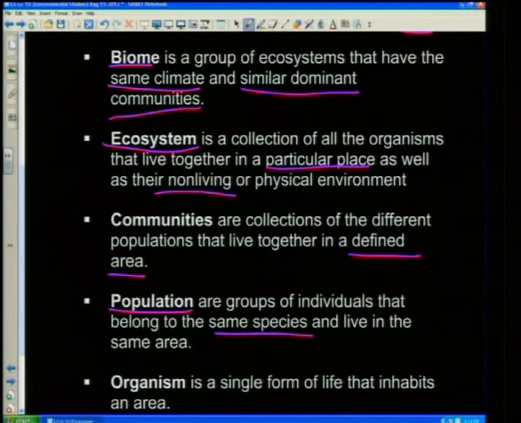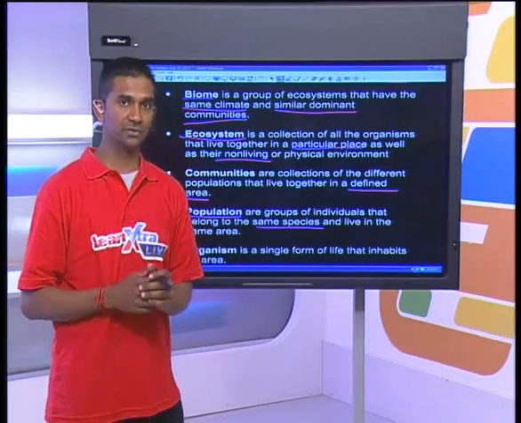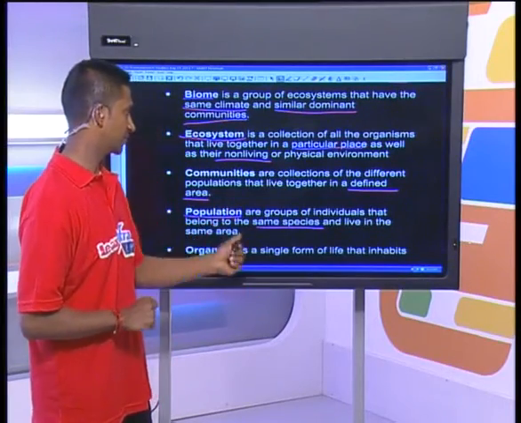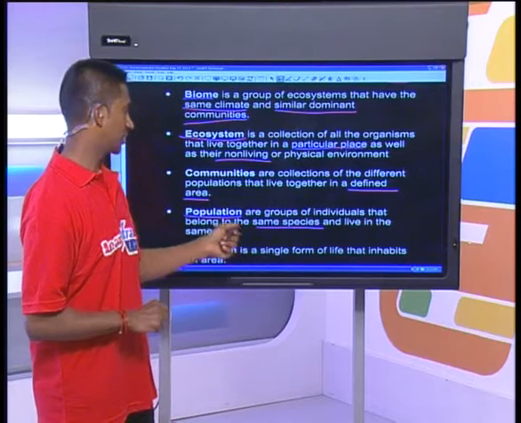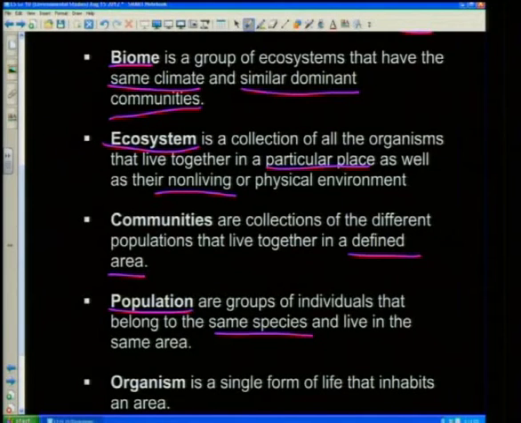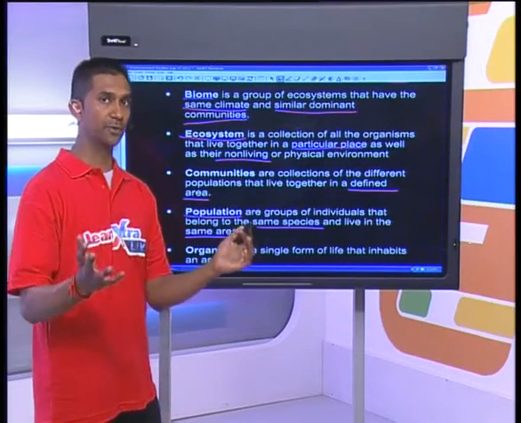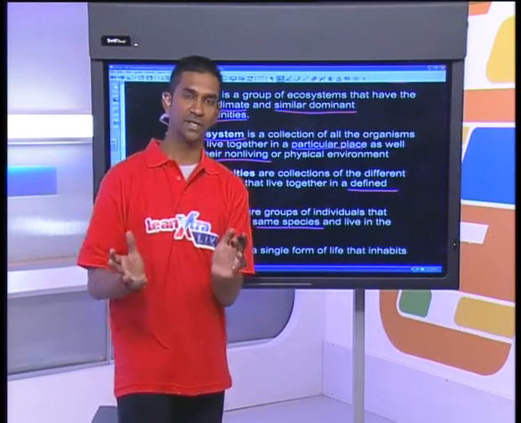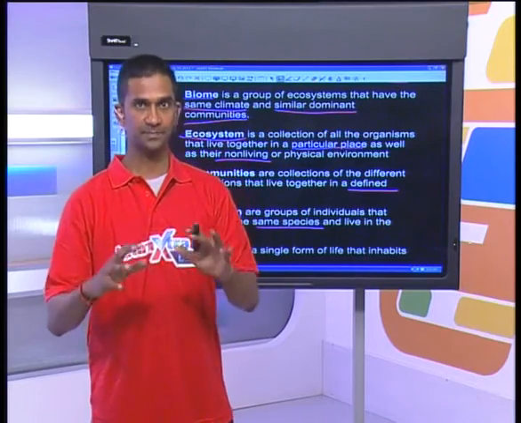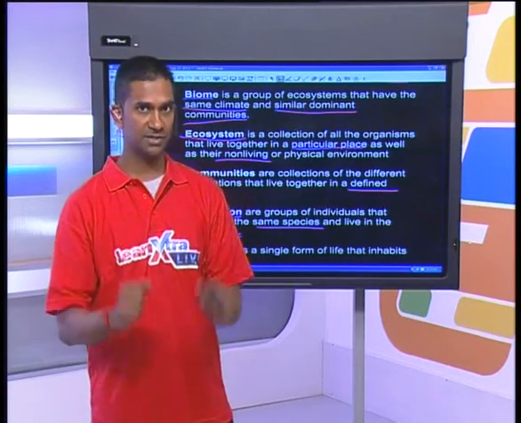So essentially, if we look at the Kruger National Park, and if we talk of the elephant population, we refer to a group of individuals that belong to the same species, obviously elephants, that inhabit the same area. A defined area would be the Kruger National Park. That would be an example of a population. So when we refer to a population, we refer to a group of organisms in a specific area belonging to the same species.